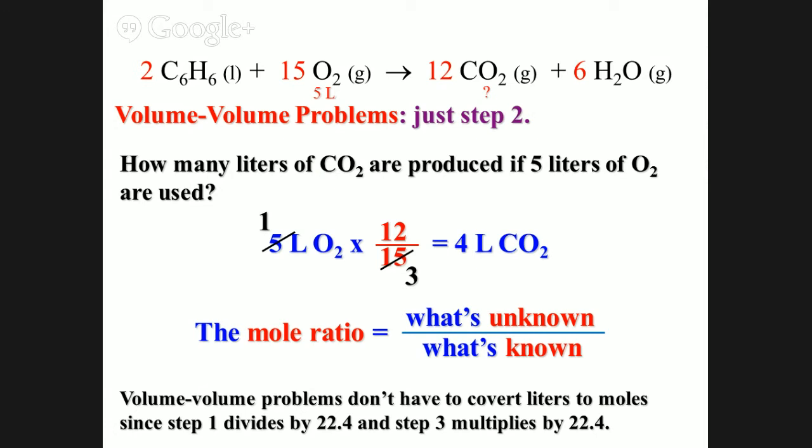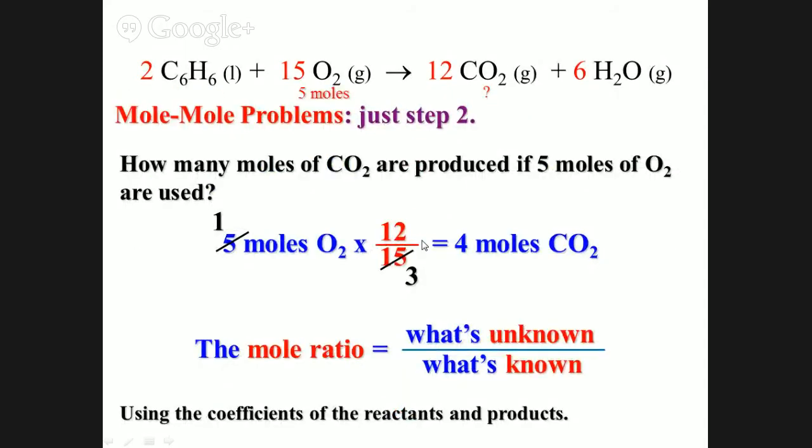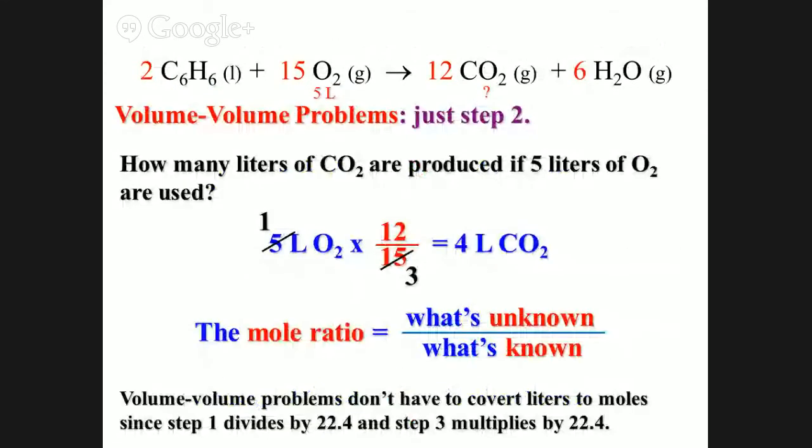So how many liters of CO2 are produced if 5 liters of O2 are used? Okay, put down my 5 liters times, again, 12 over 15, 4 liters. And in fact, if we go back just a moment, look how this is basically the same problem we just did. It's just instead of moles, 5 moles of O2, 12, 15, 4 moles of CO2. This one's done in liters. Same problem, it's just done in liters.